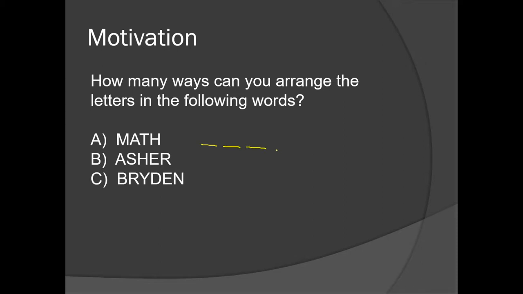If you set up the fundamental counting principle, you have 4 choices for your first letter, and then once one is used, you have 3 choices for your second, and then continuing, you will have 2, then 1 choice for your last letter. When you multiply these together, you get 24 different ways that you could scramble the word math. For Asher, the calculation looks similar, except to start, you have 5 letters to choose from, and then 4 for your second, and so on and so forth.